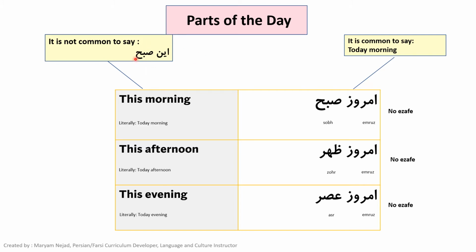But that's not common to say in Farsi. What we say is امروز صبح. It's like today morning. Or for example, for this afternoon, we say امروز ظهر, like today afternoon, or this evening, امروز عصر, today evening. So just remember that. And also remember there's no اضافه between امروز and the word after that. For example, we don't say امروزه صبح. So no اضافه, امروز and then صبح.